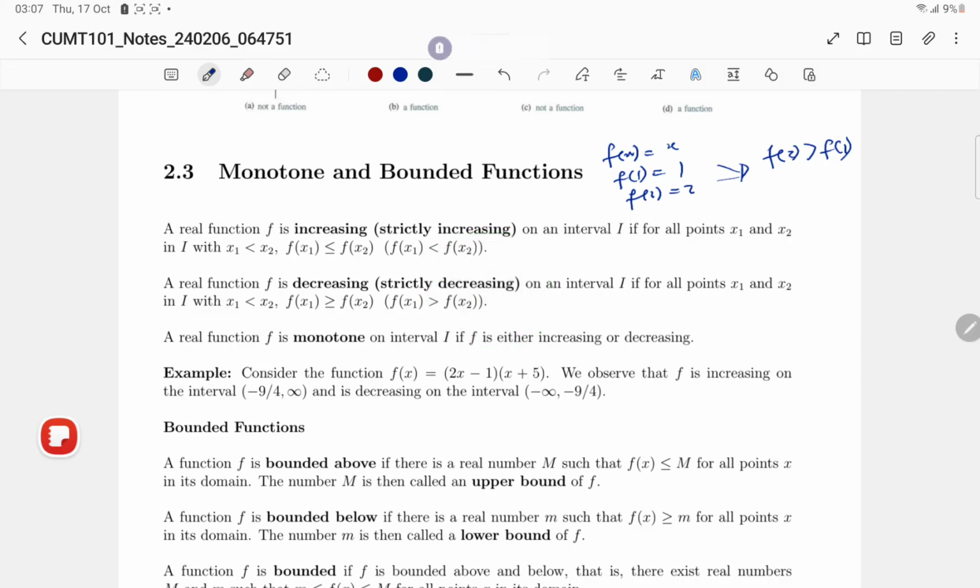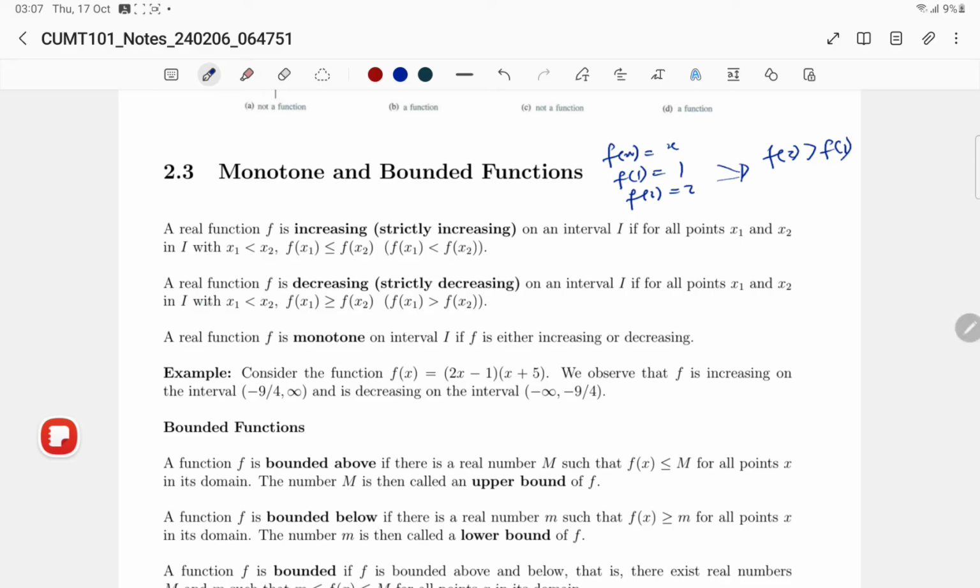I'm going to talk about how to prove something generally in the next section, I guess. So a real function f is increasing on the interval I if for points x1 and x2 in I with x1 less than x2, f of x1 is less than or equal to f of x2, and strictly increasing if f of x1 is less than f of x2.